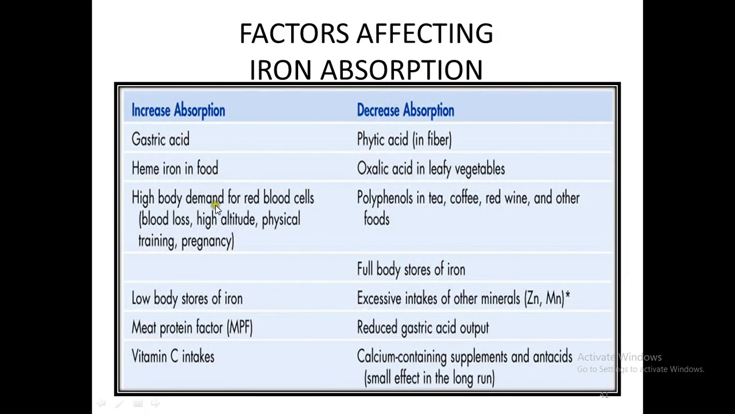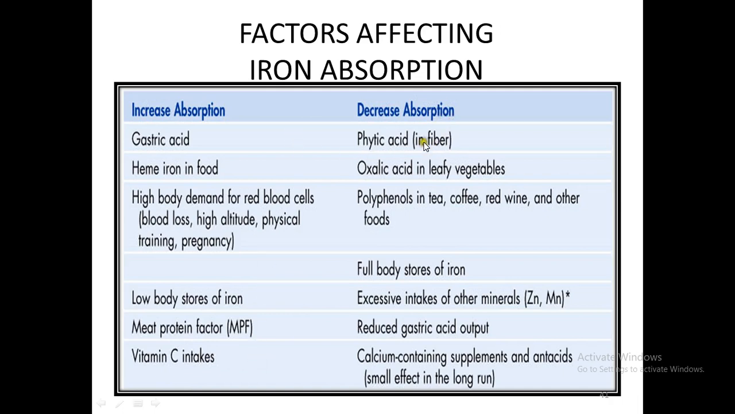So these factors increase iron absorption: gastric hydrochloric acid; heme iron, of course, is very well absorbed; high body demand for RBCs, like blood loss, being at a high altitude, or pregnancy, etc. So these increase iron absorption. If the body stores of iron are low, then of course there is increased absorption. Meat protein factor and vitamin C intake, all these. Vitamin C changes the ferric form of iron to the ferrous form of iron, so all these increase iron absorption.